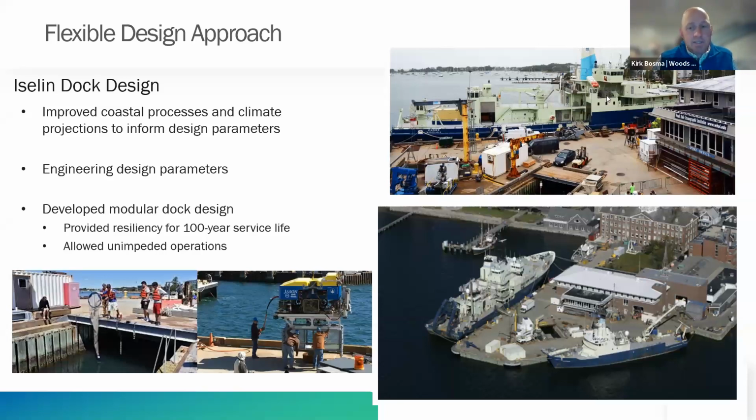The Iselin Dock design in Woods Hole is one example. This is the research dock that Woods Hole Oceanographic Institution utilizes. They have a wet bay in there that they do testing on. They need to be able to access the building and the ship at the same time with equipment and forklifts to load their vessels. They understood that the pier dock was getting near the end of its service life, and they were designing a new one.